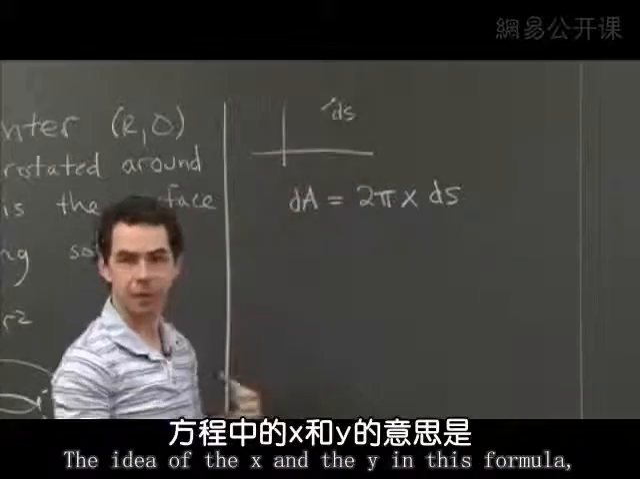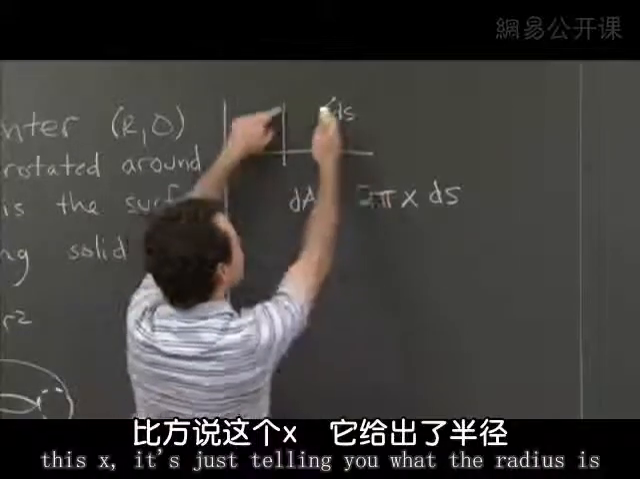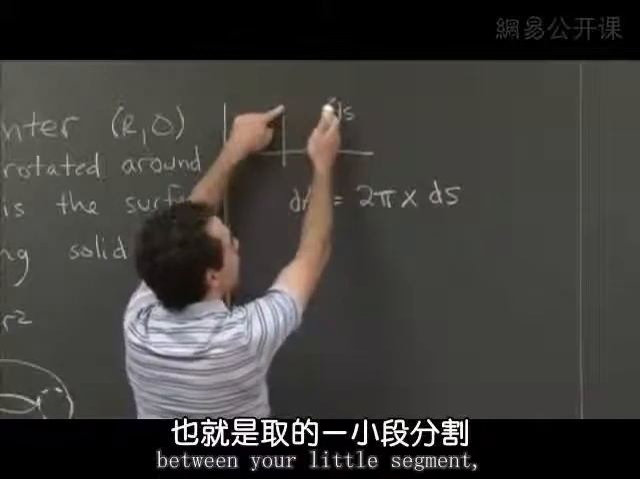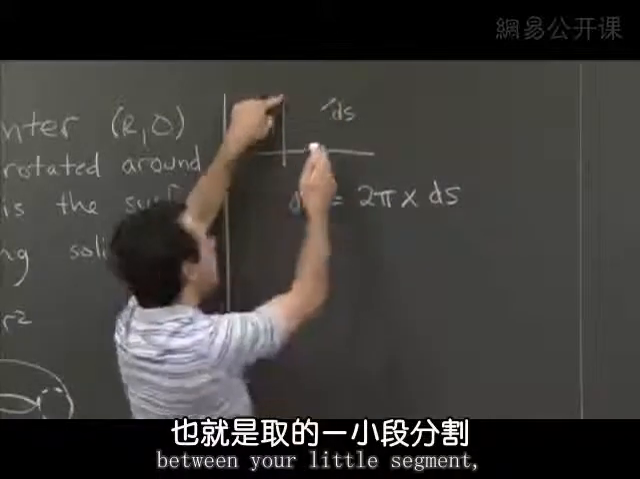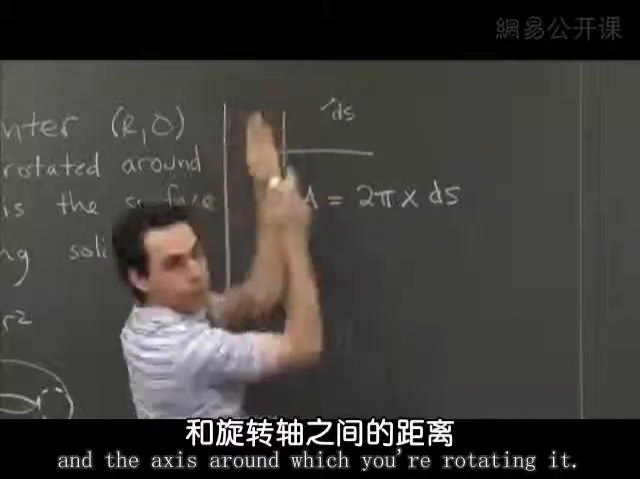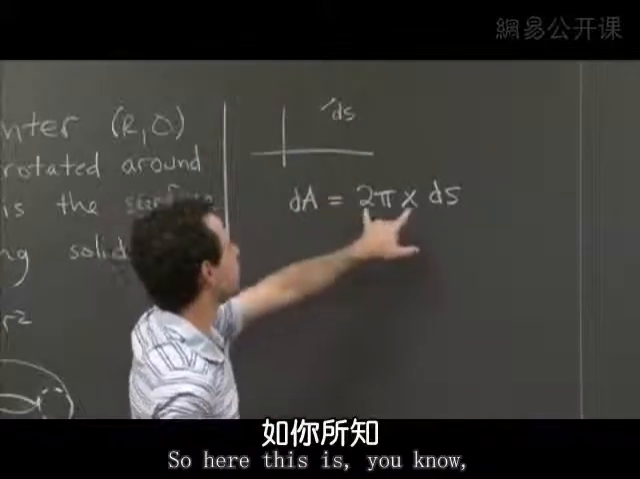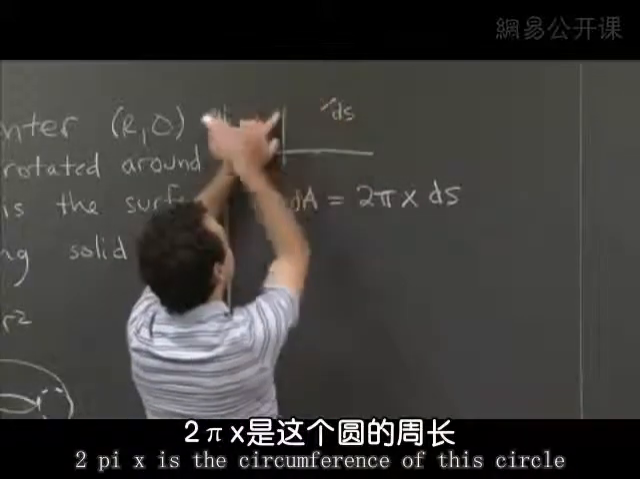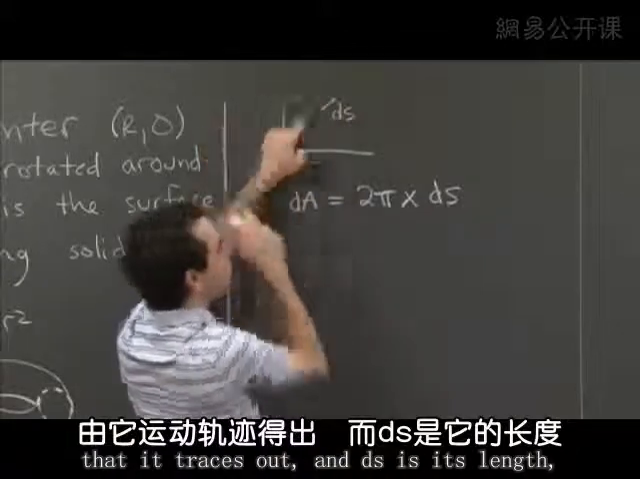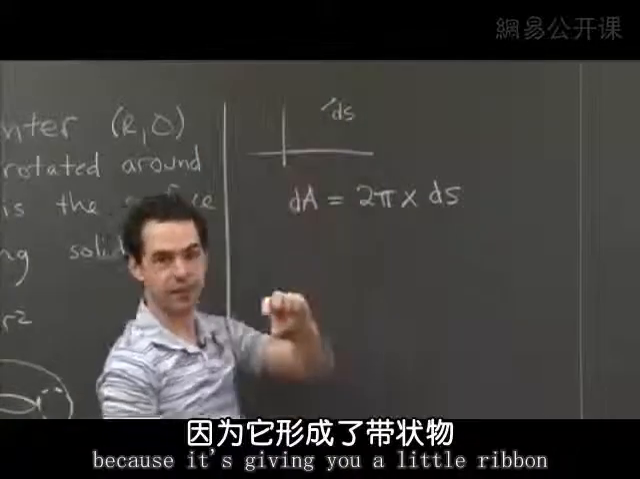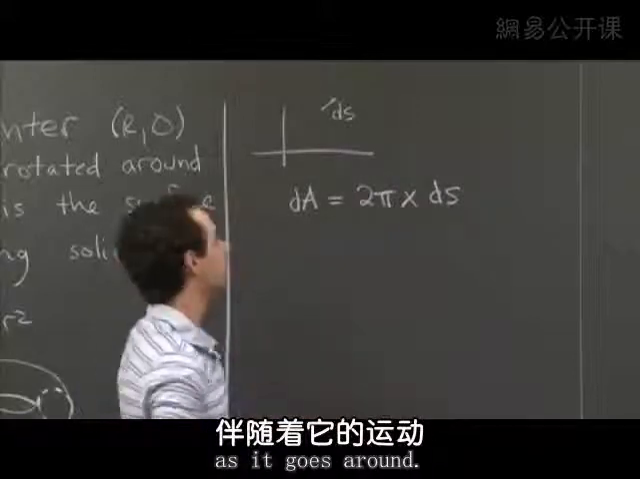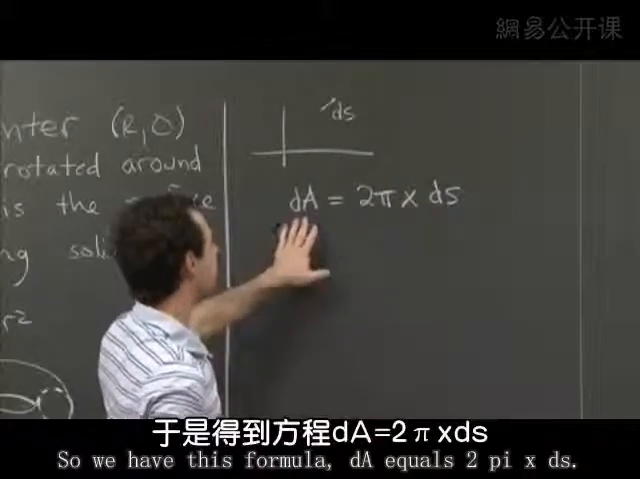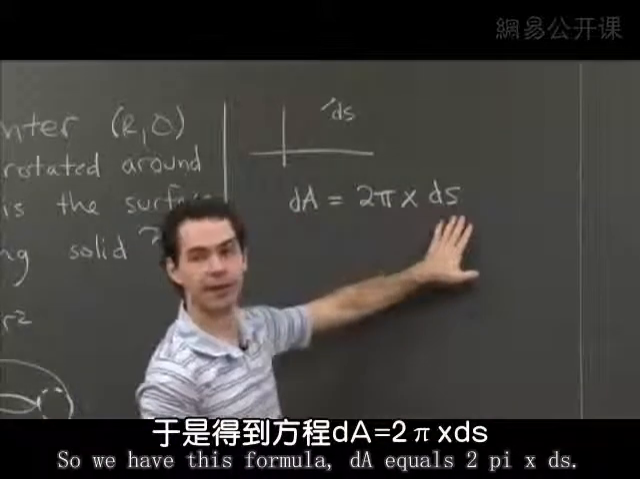The x in this formula is just telling you what the radius is between your little segment and the axis around which you're rotating it. So 2 pi x is the circumference of this circle that it traces out, and ds is its length, because it's giving you a little ribbon as it goes around. So we have this formula dA equals 2 pi x ds.